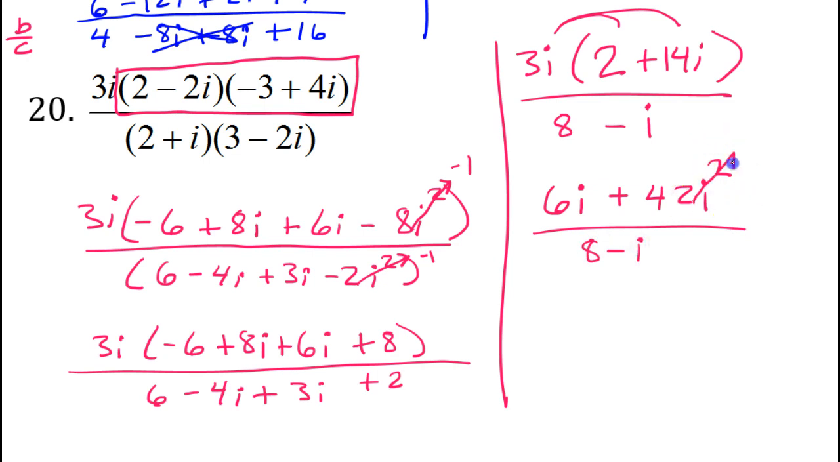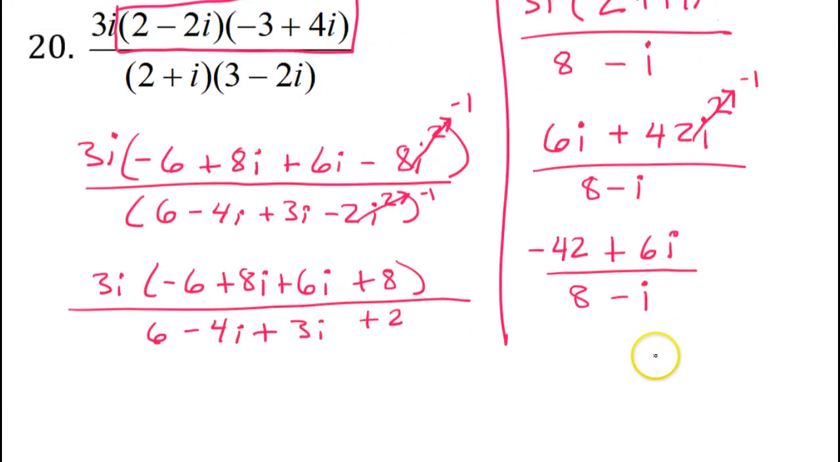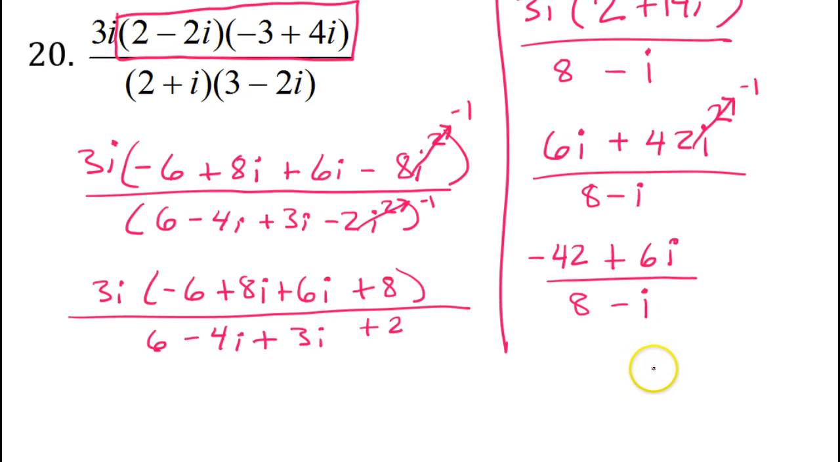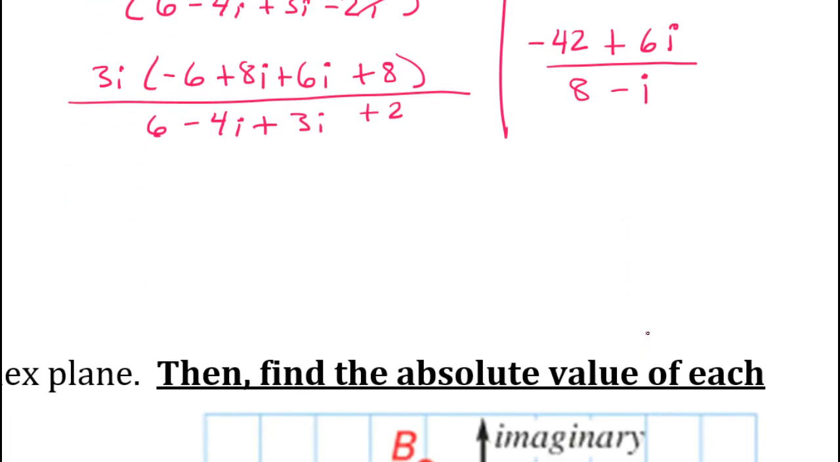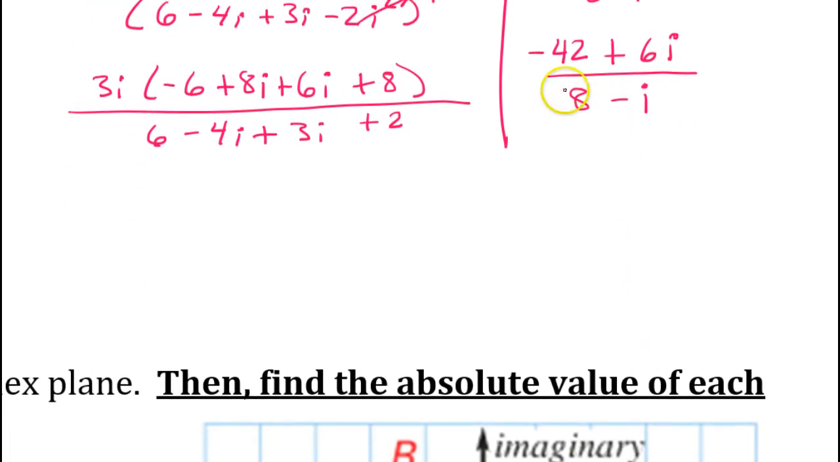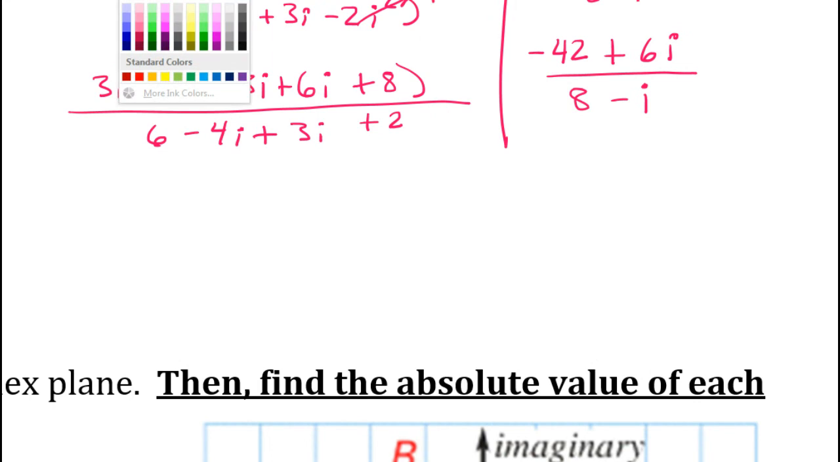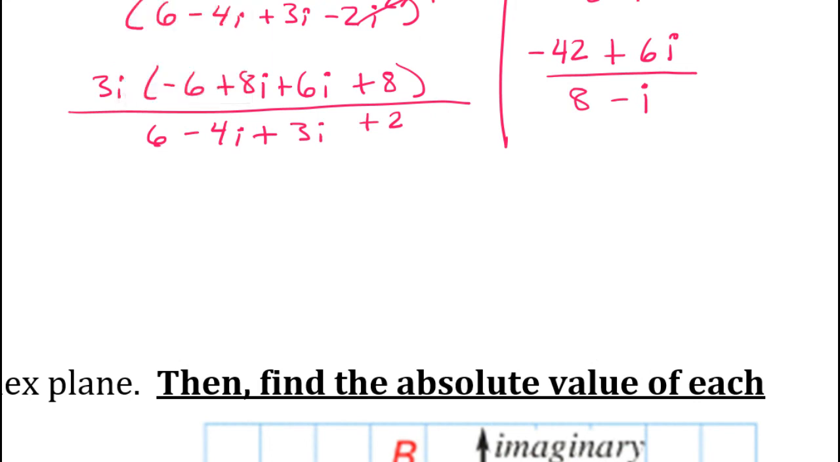Well, i squared, of course, is negative 1. That's going to make this a negative 42. I'll go ahead and put that in the front. So I've got negative 42 plus 6i over 8 minus i. Okay, great. So basically now we begin the problem. It's like we're just getting started. Because now, I'm going to switch colors because I'm starting over. So now is where we multiply by the conjugate.